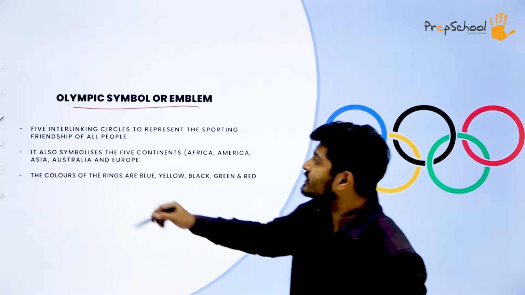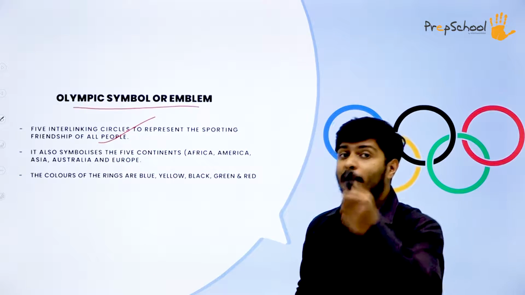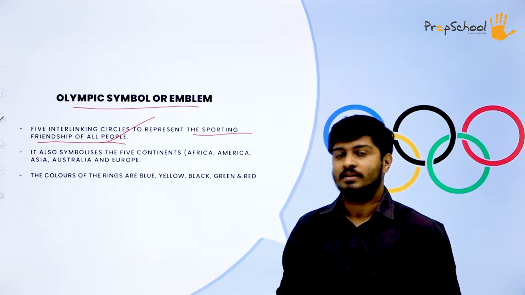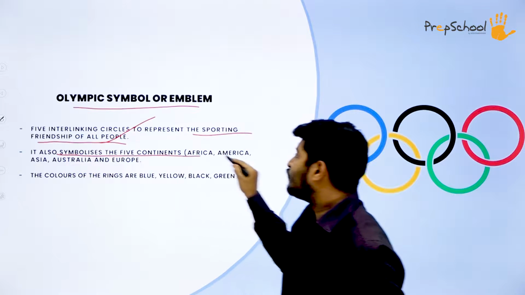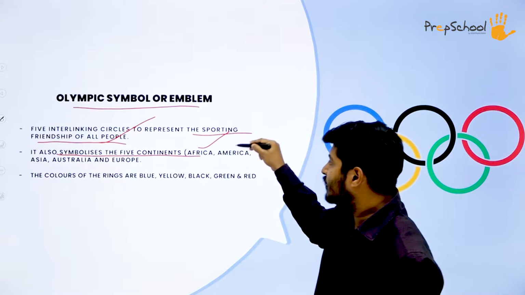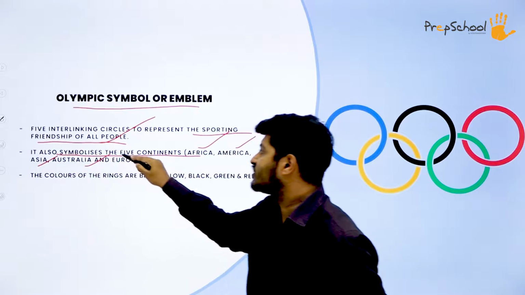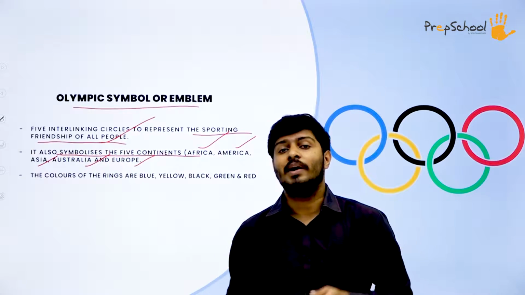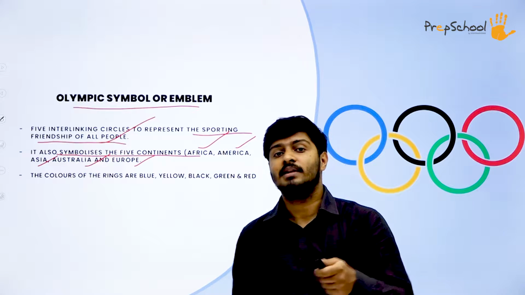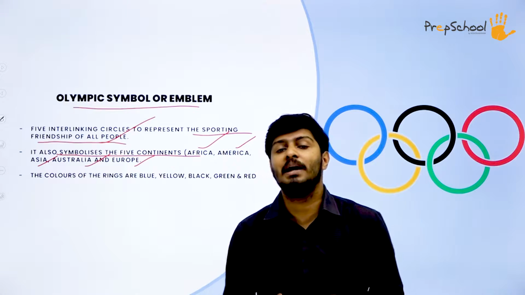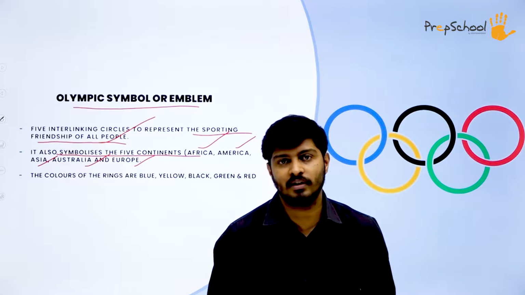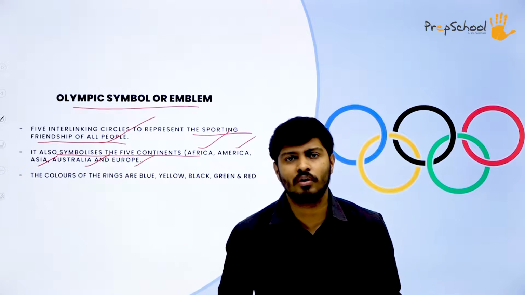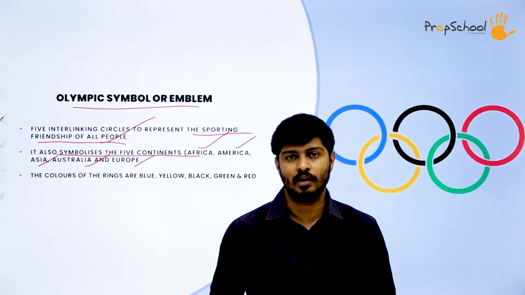Once again, first, the 5 interlinking circles represent what? The sporting friendship of all people. Second, they also symbolize the 5 continents. What are those? Africa, America, Asia, Australia and Europe. Like I said, the left out 2 continents also exist in these continents, because when you talk about the symbol, it was made back in the days when there were only 5 continents. So you need not get confused about why the other 2 continents were left out. None of the continents are left out. All of them are included.